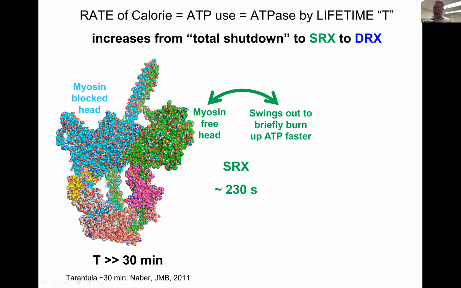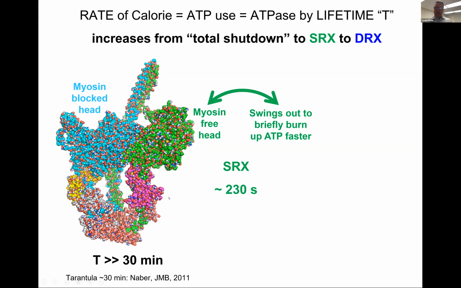So the myosin free head will swing out and back into the interactive heads motif. And in the time that it's swinging out, however brief that is, many more ATPs are being burned by that head. So instead of the ATPase, or the lifetime for ATP turnover in myosin being on the order of every half hour or more, that ramps up all the way to a few minutes, roughly 230 seconds, depending on whether you're looking at mouse, rabbit, or human.